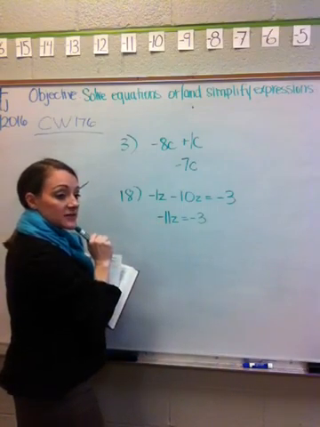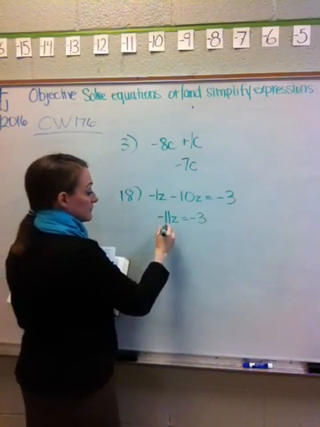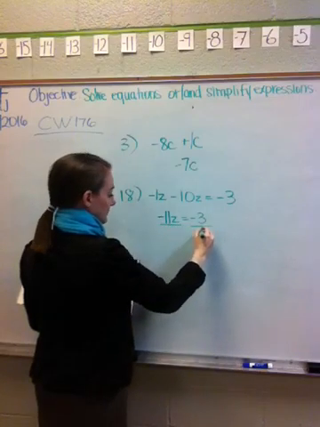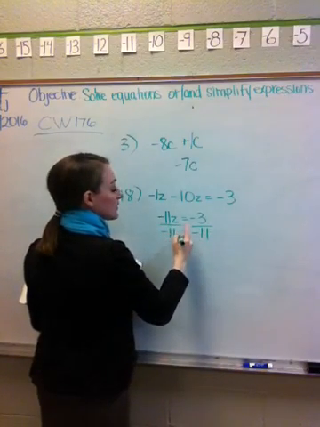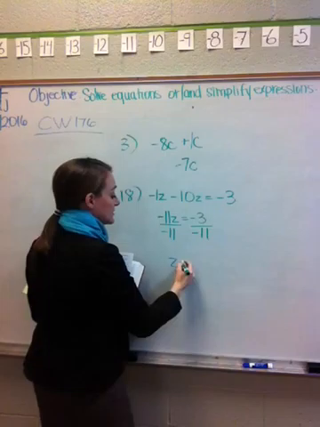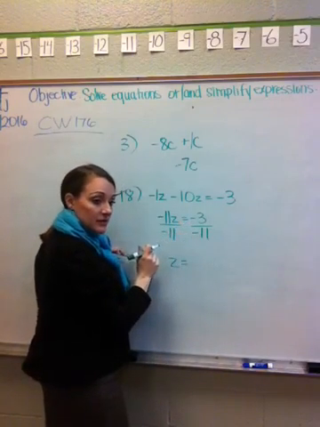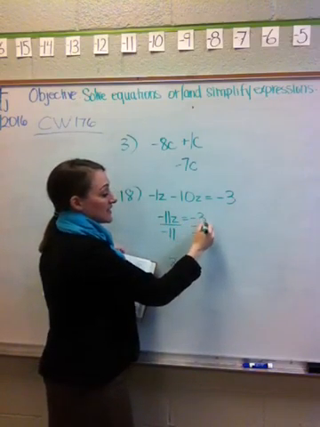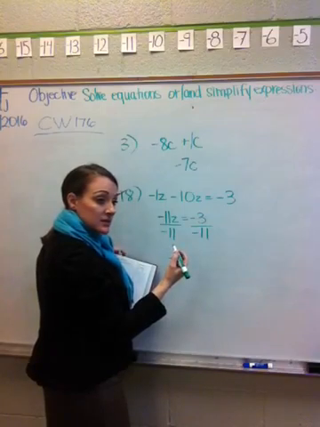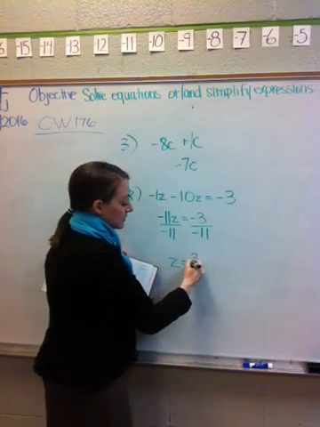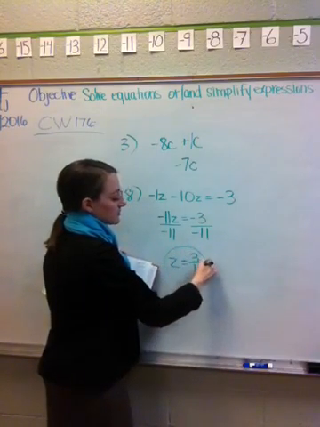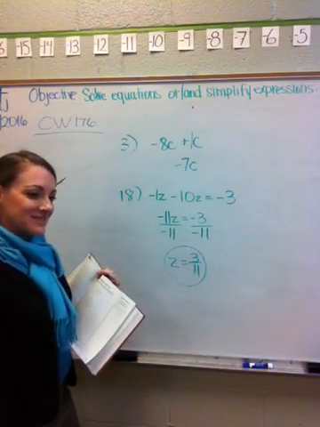Okay, how do I solve for z here, buddy? Negative 11. So first thing, z equals, is it going to be positive or negative? Positive. And then can I do anything with 3 over 11? No. So it's just 3 over 11 is your answer. Does that make sense?